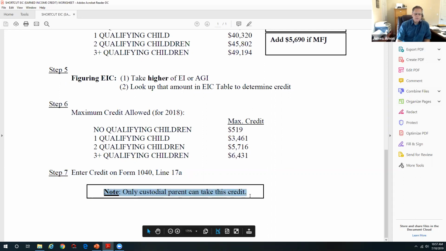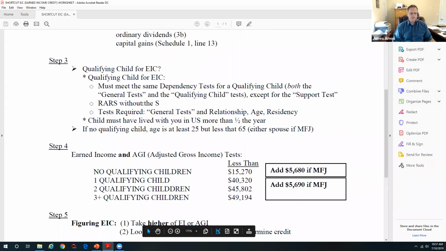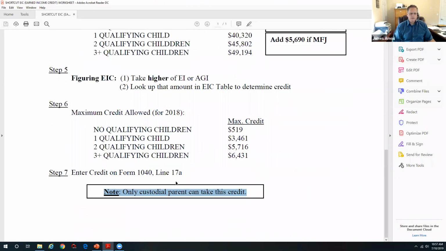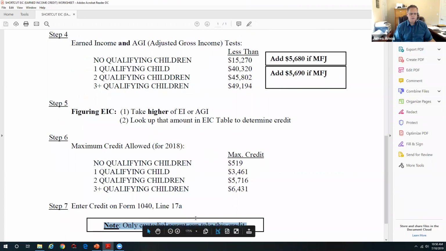Yes. And then take a look at that note at the bottom here. Note, only the custodial parent can take this credit. We talked about that, didn't we? Under the tests that we were talking about, these qualifying child tests. How a custodial parent can meet these tests for the EIC with the child, even though they're not claiming that child on their return.